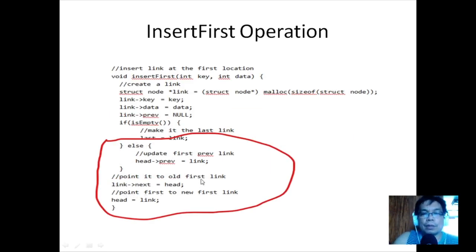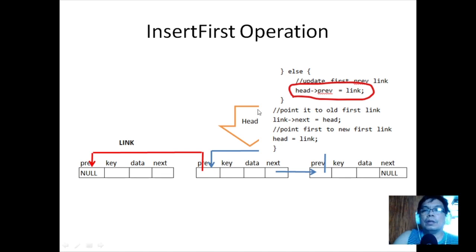So again, let's go back to this code. In our code, it says here that head previous is equal to link. So this is our head. Head is pointing to this, and that means that this is also our head node. So head prev is equal to link, that's why this will be pointing to the link. Again, the link is the new link. So this one will be pointing to this. That is what is done in this part of the code.